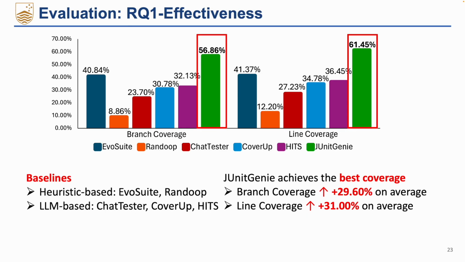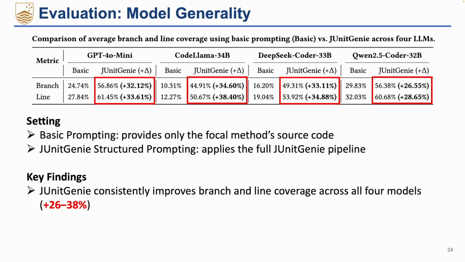We first evaluate the effectiveness of JUnitGenie against both heuristic and LLM-based approaches. The results show that JUnitGenie achieves the highest coverage, and on average, it improves branch coverage by 29.6% and line coverage by 31%. We then evaluate the generalizability of JUnitGenie.